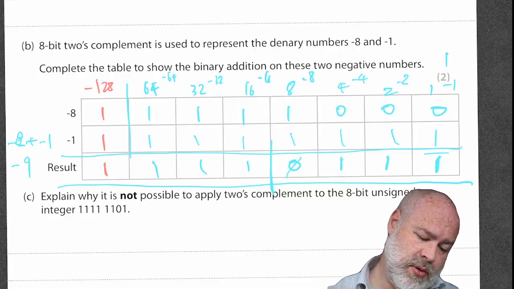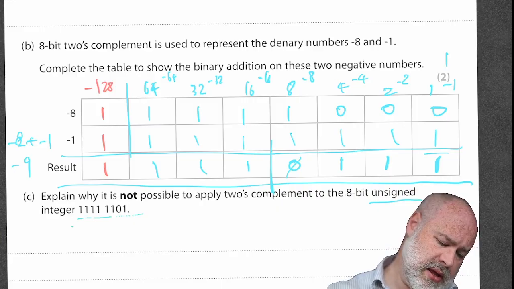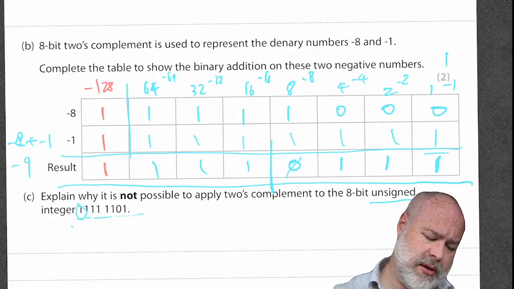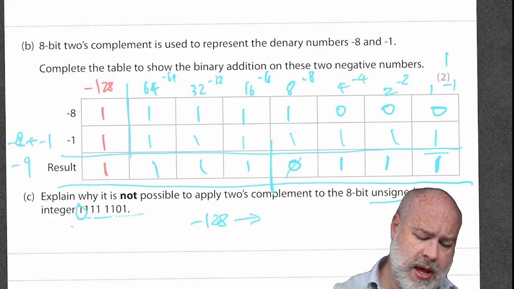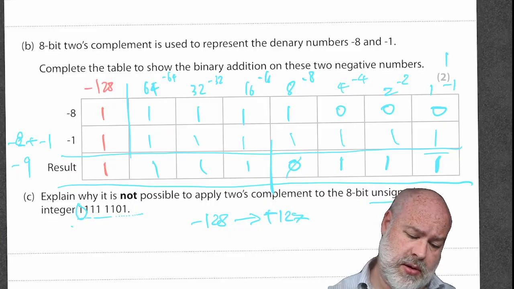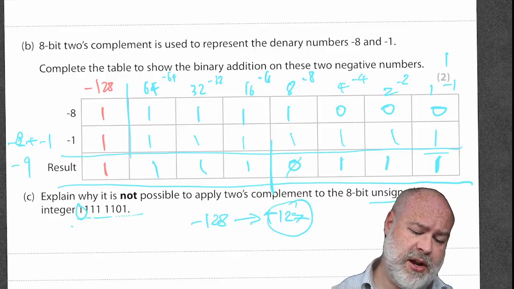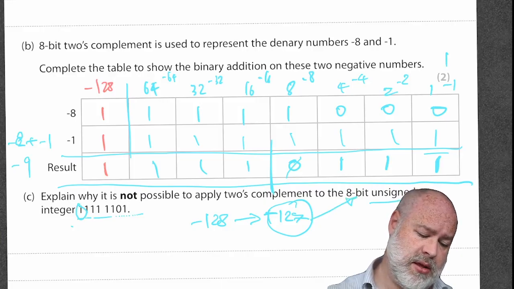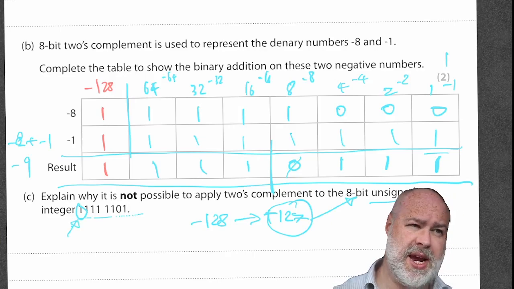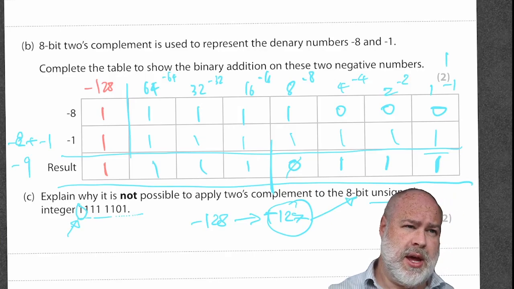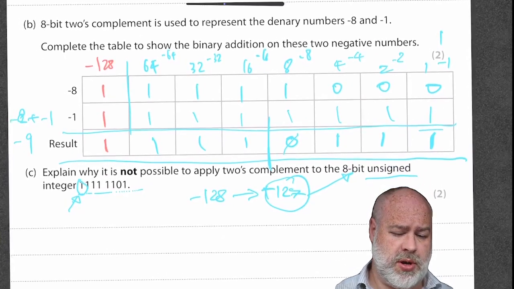Explain why it is not possible to apply 2's complement to the 8-bit unsigned integer. So it's positive. This is a positive number because it's unsigned. And the main issue here is that we can only have between -128 and positive 127 as our value. That's the biggest positive value that I can have in an 8-bit 2's complement system, right? And because I have already exceeded that by adding that 1 over there, it just simply won't fit in.